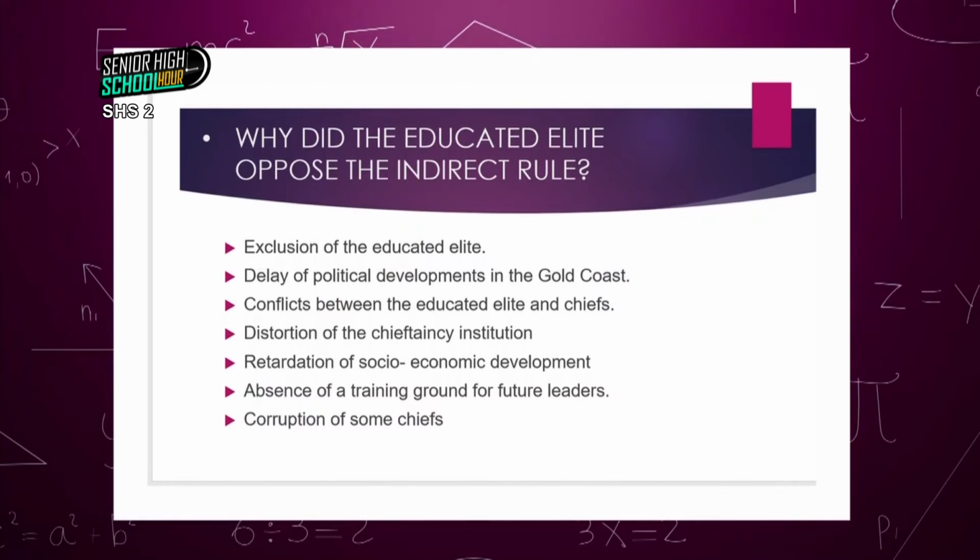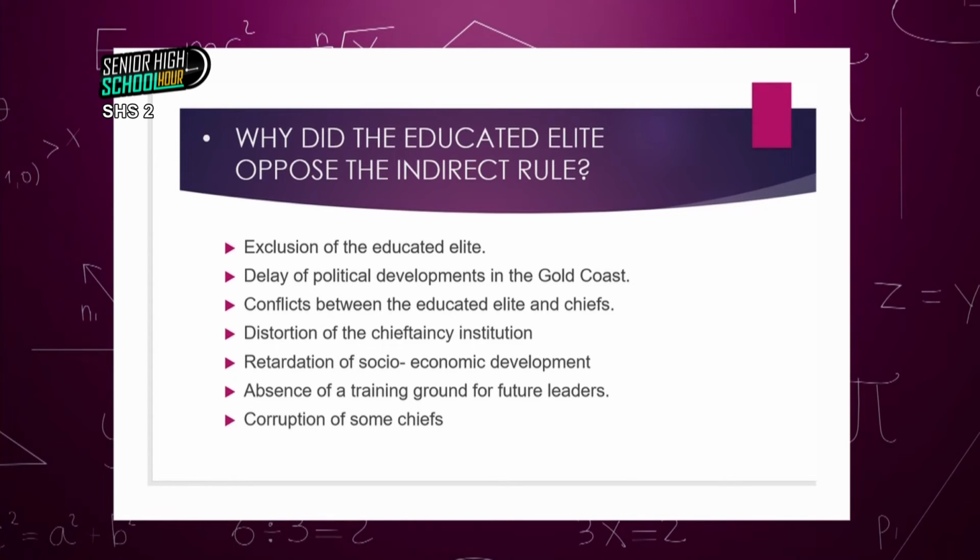Now that we have said all this, you realize that the indirect rule with the use of the crown system had its own negative and positive effects. It affected the African negatively. It also affected the African positively. All these were done because a more powerful country or state created dependencies, economically and socially, on a weaker state. Why did the educated elites oppose the indirect rule?